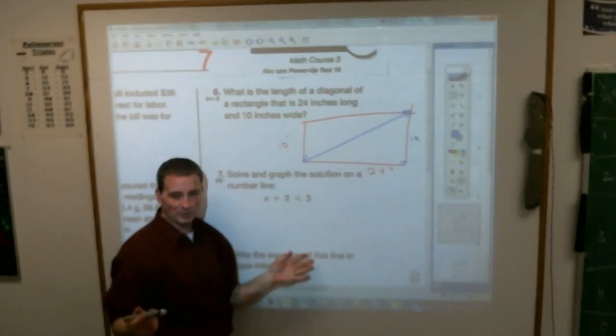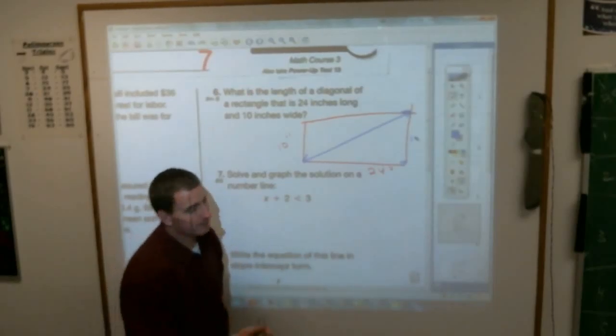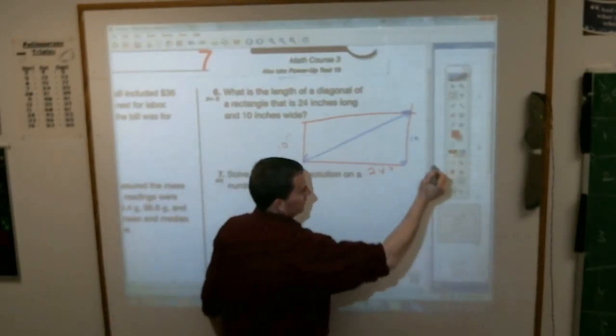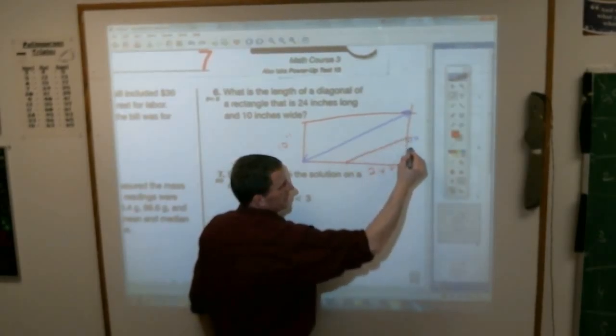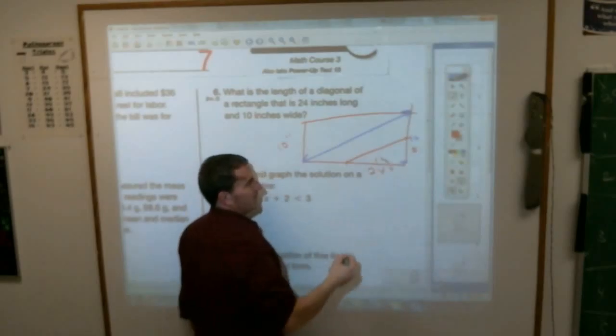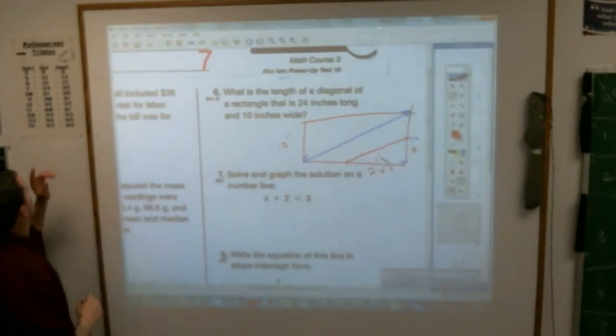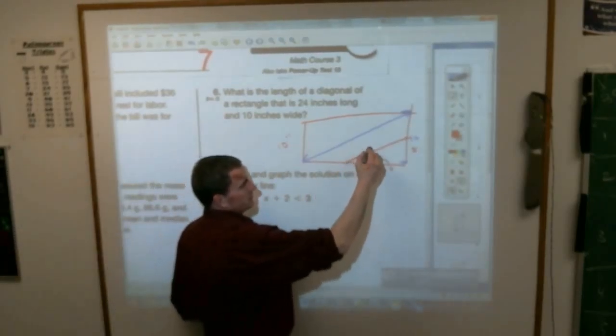What can you do to 10 and 24? You can cut them both in half, which would look like this. Let's draw it up here. If I cut this in half and I cut this in half, it becomes a 5 and a 12. Is there a 5 and a 12? Yes. So that means this is 13.